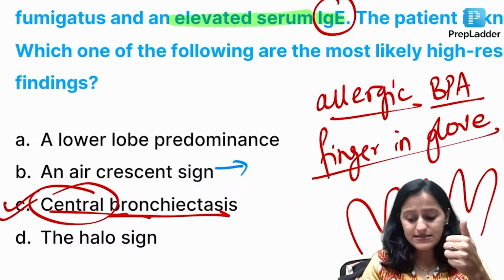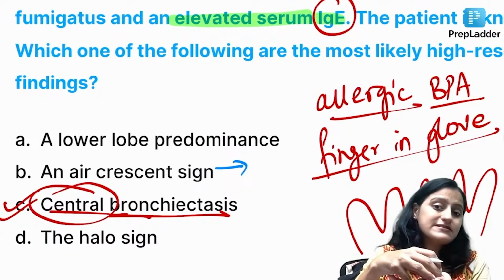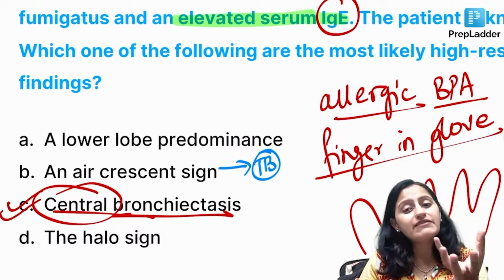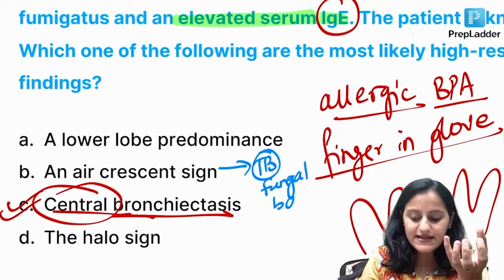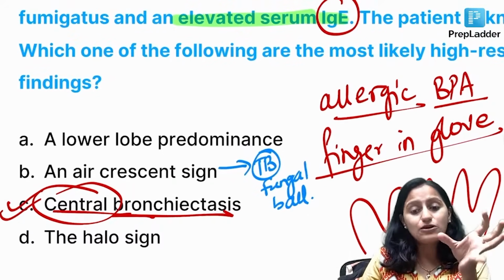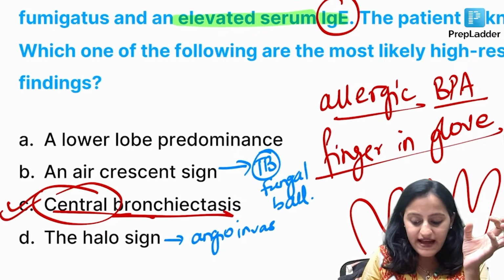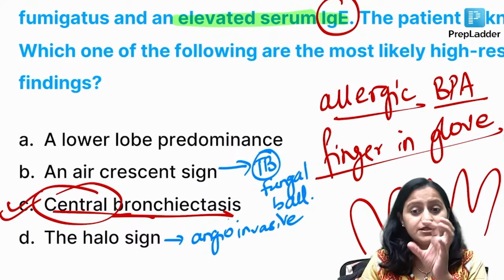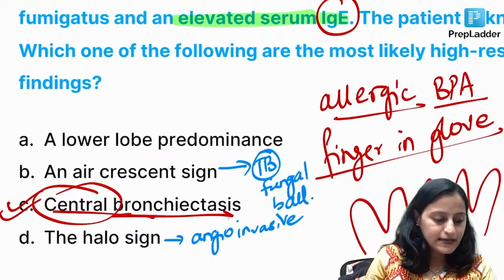In air crescent sign, you have a cavity in a lung into which the fungal ball comes and sits in, right? So there's going to be a pre-existing history of a cavity like TB, and then the fungal ball comes in, that is aspergilloma. Halo sign is something that you see in angio-invasive aspergillosis. When it is angio-invasive aspergillosis, you have an infarct surrounded by hemorrhage that gives the halo sign, right?